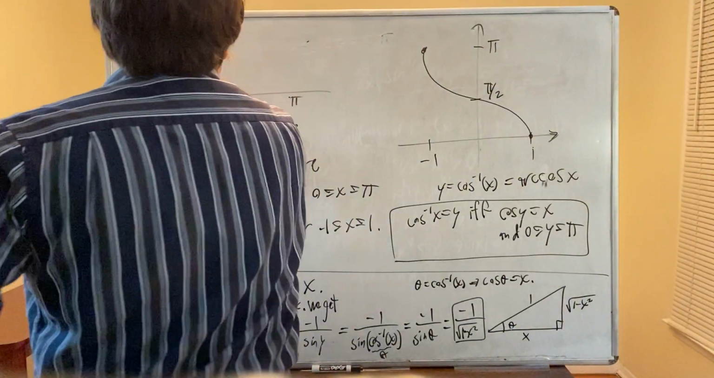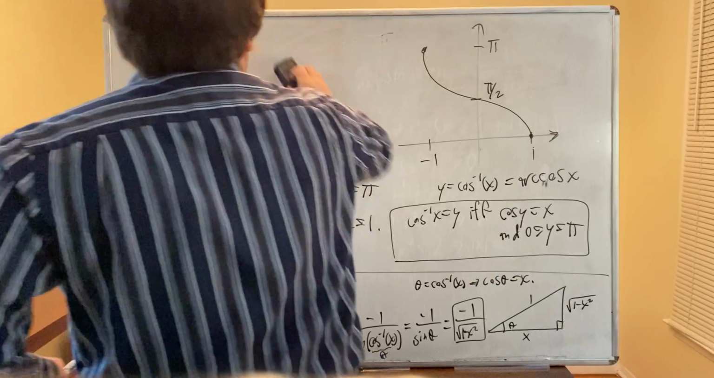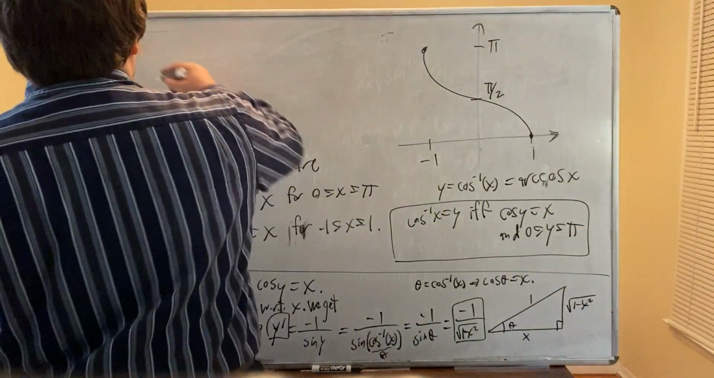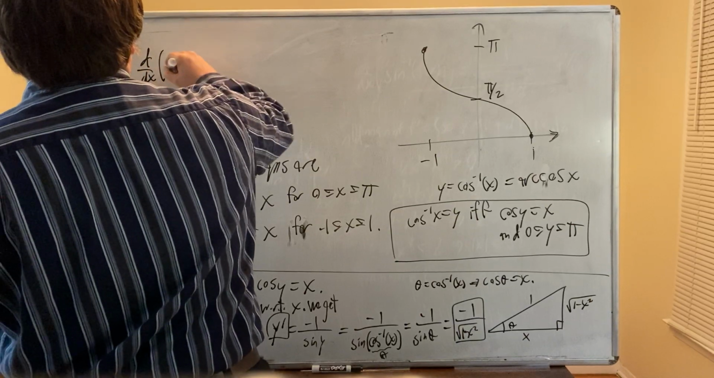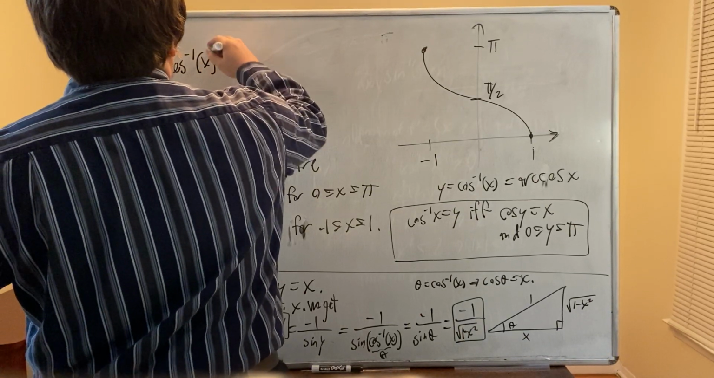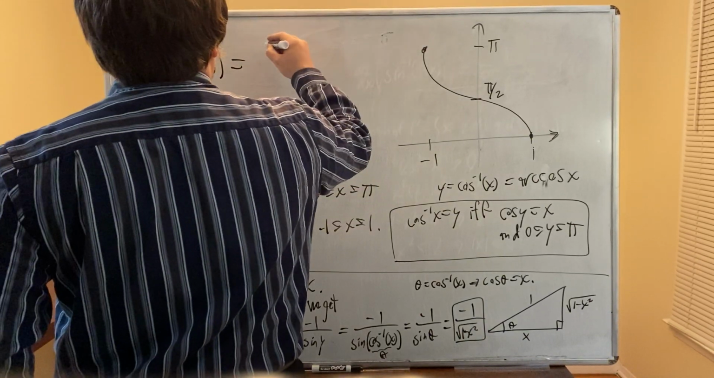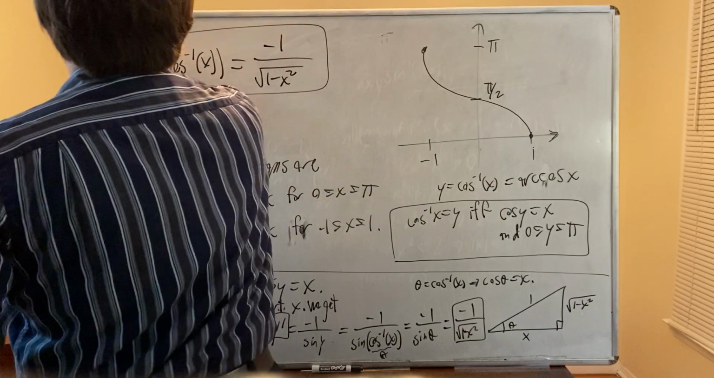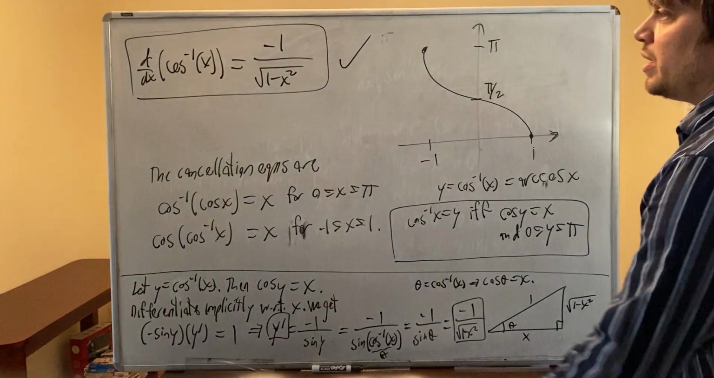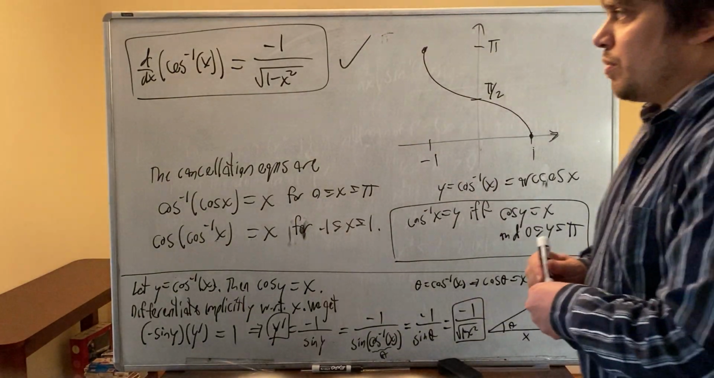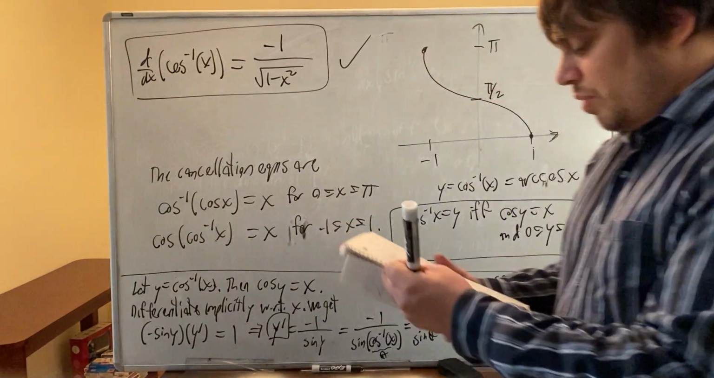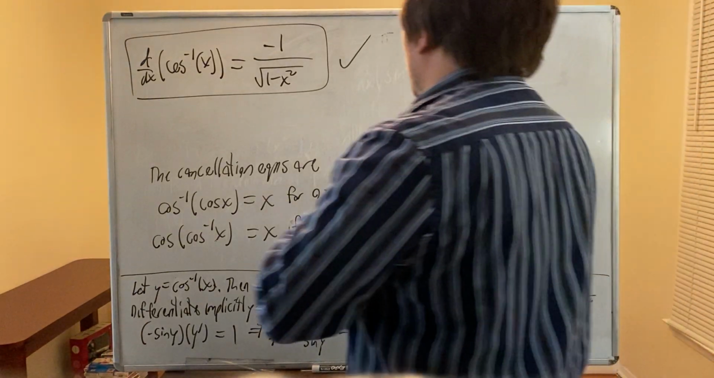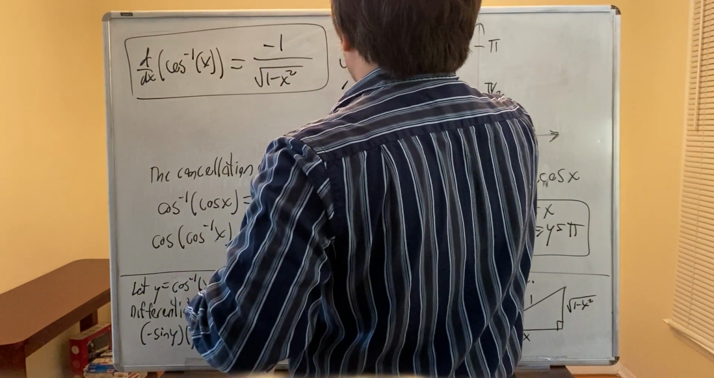So let me erase this just because it's a graph of cosine with restricted domain. And so I want to write this also on the board. So d dx of cosine inverse of x, we found over there, is equal to negative 1 over the square root of 1 minus x squared. That's another formula that you need to know: d dx of cosine inverse x is equal to negative 1 over the square root of 1 minus x squared. And this is for negative 1 less than x less than 1.